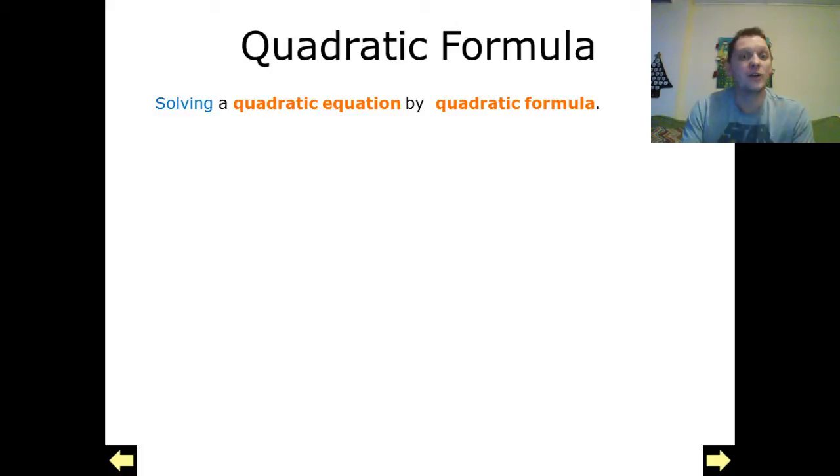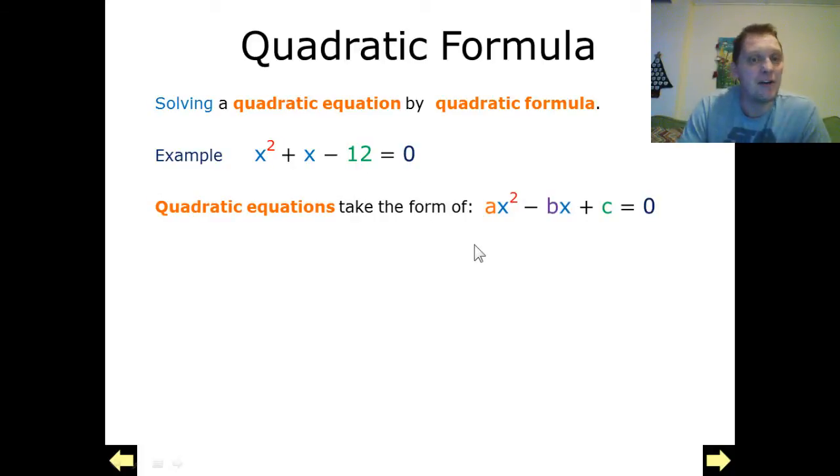So we are going to be looking to solve a quadratic equation which in this case might not be able to be factorised very easily by using the quadratic formula. So for our example through this, we're going to use x squared plus x minus 12 equals 0.